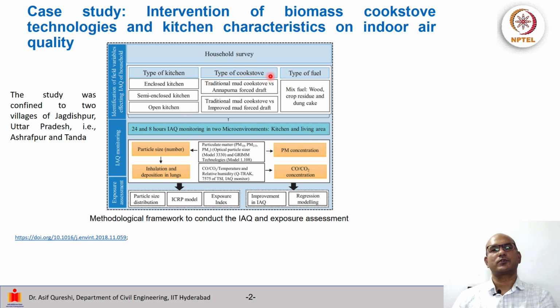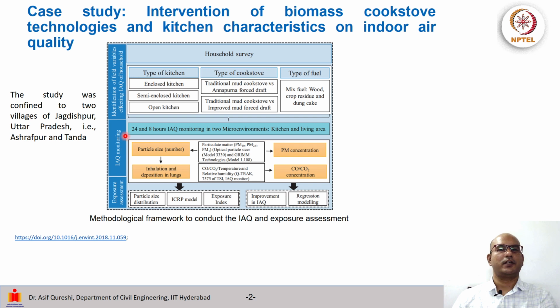Then the type of cook stove used was a variable. The comparison was done between the traditional mud cook stove and the Annapurna forced draft cook stove. An example figure is in the next slide. Traditional mud cook stove and improved mud draft cook stove, and then different types of fuel were also considered: wood, crop residue, and dung cake.